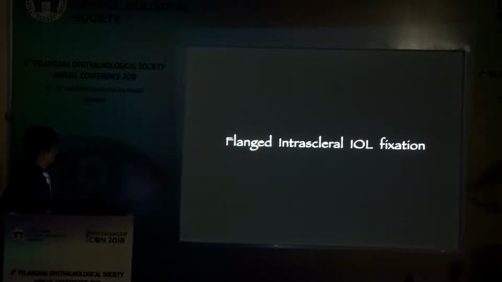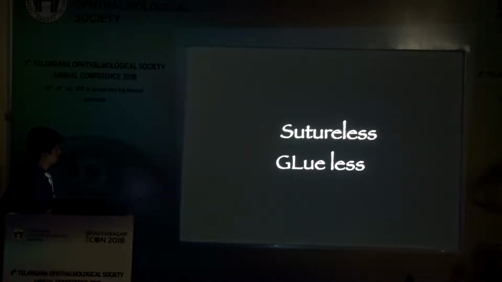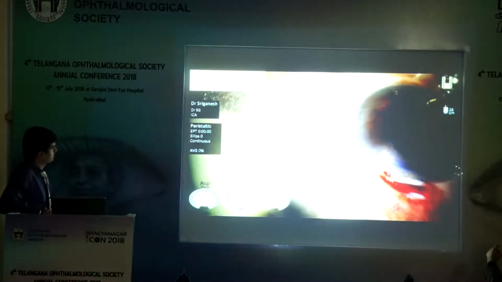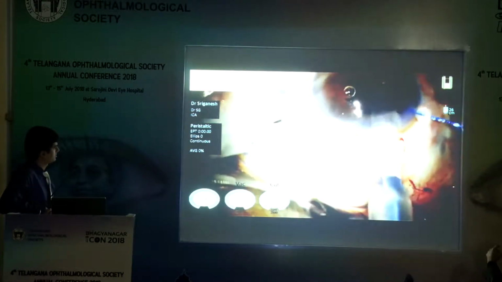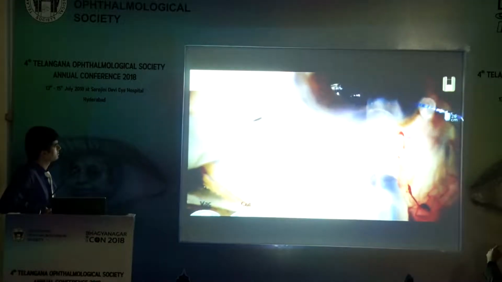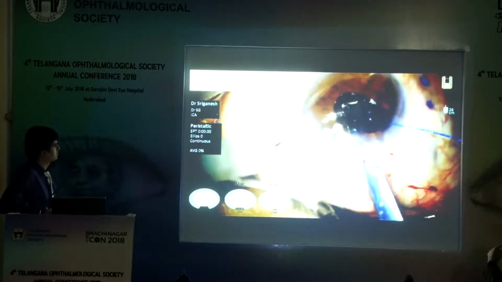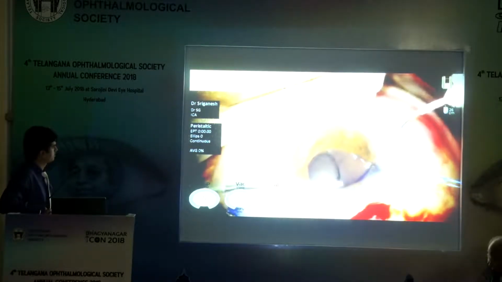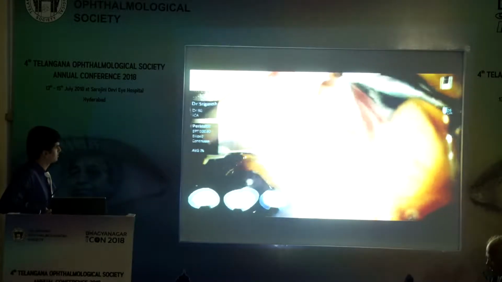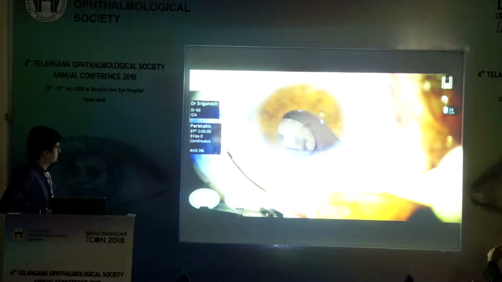Flanged intrascleral intraocular lens fixation, as described by Yamane, is a sutureless, glueless scleral fixation of IOL wherein an angled pars plana entry is made by a 30-gauge thin-walled needle. A 3-piece foldable IOL is injected using a cartridge and the haptic is externalized through the needle and cauterized to form a flange. The trailing haptic is externalized and then cauterized. The flanges of the haptics are pushed back into the scleral tunnels.